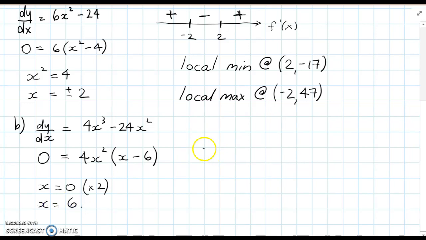So drawing a sign diagram, we have our scale. From there we want to identify which section is positive, which section is negative. So we put in a negative number. This is still going to be positive. This one is going to be negative, so we end up with a negative.